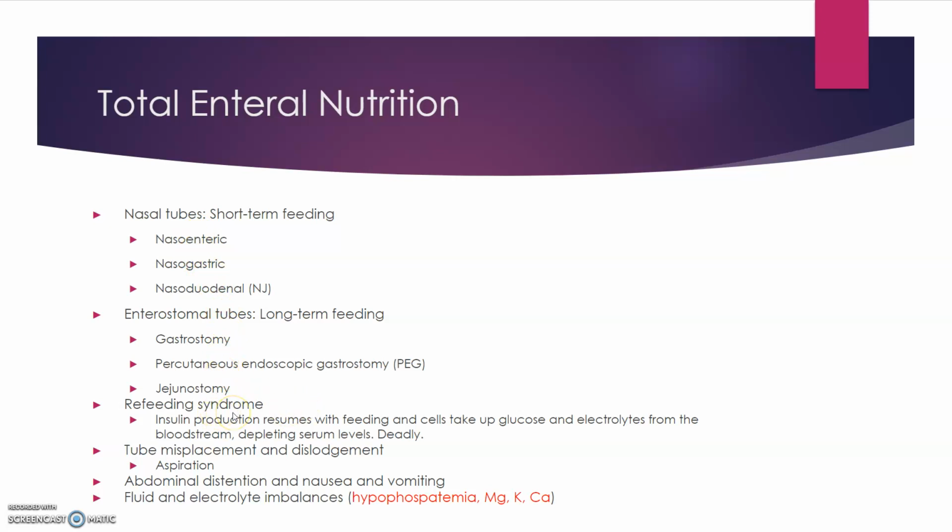Refeeding syndrome. This is a very deadly situation that can happen if somebody's malnourished and all of a sudden you start feeding them again.